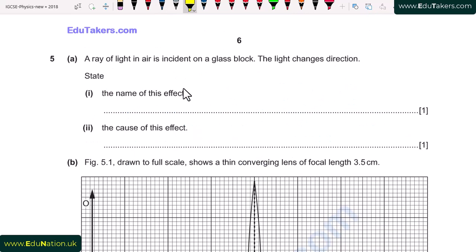Question number 5, part A. A ray of light in air is incident on a glass block. The light changes direction. State, part 1, the name of this effect.